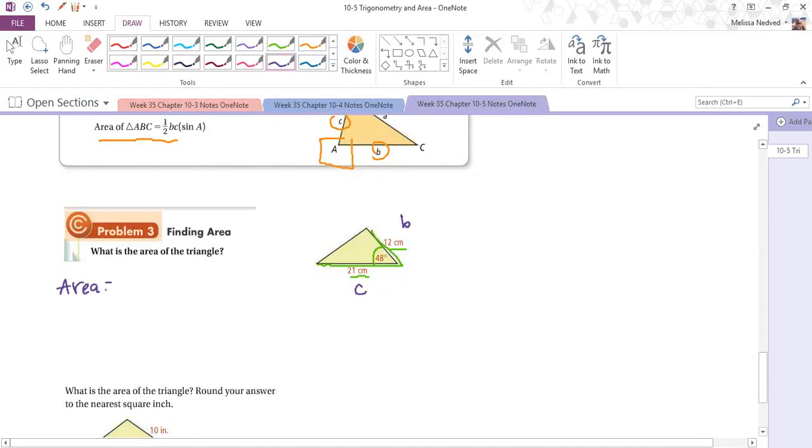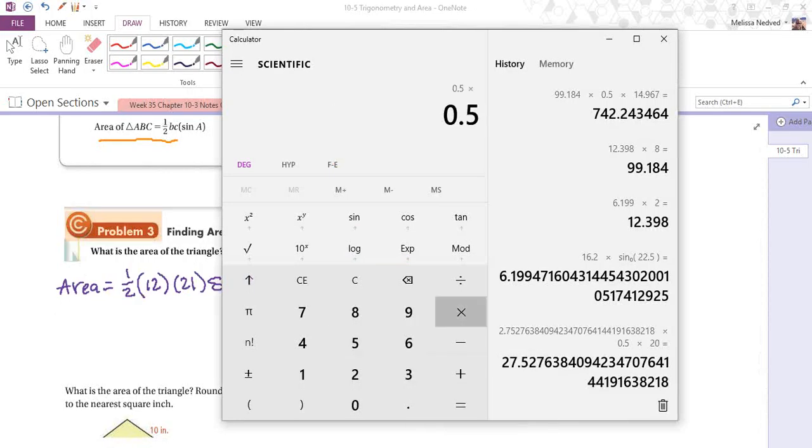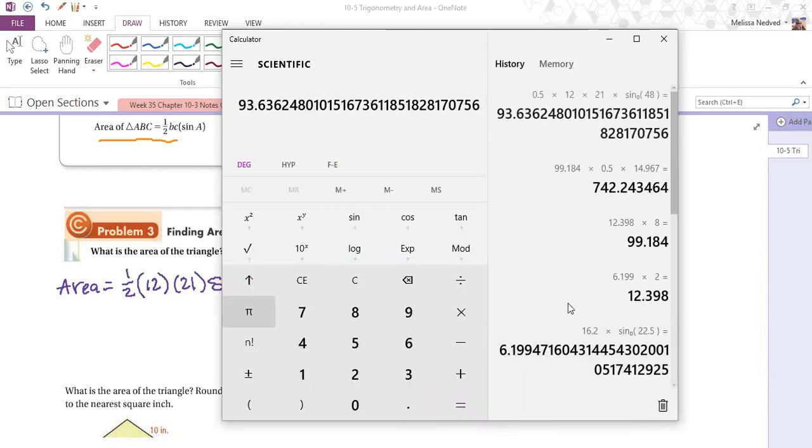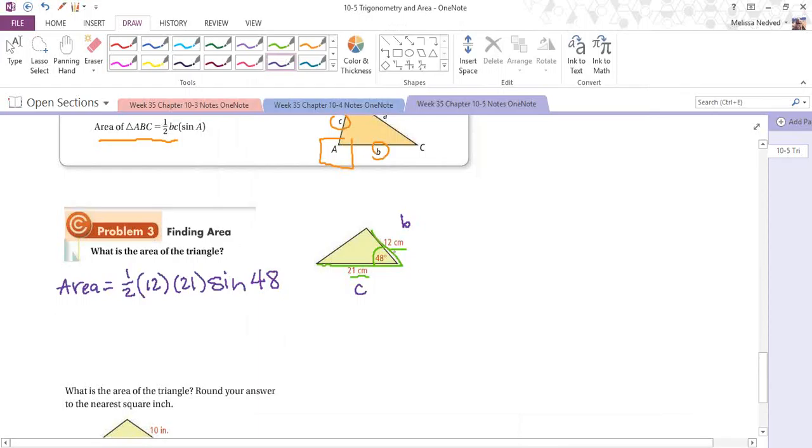So I'm going to pull that formula. Area equals 1/2. B is 12. C is 21. Sine, we always use an angle with the trig function, of 48. And that can go straight into your calculator as is. 1/2 times 12 times 21 times sine of 48. Sine and enter. And it doesn't tell me here what to round to. Let's just go to the nearest whole number, about 94 square centimeters.